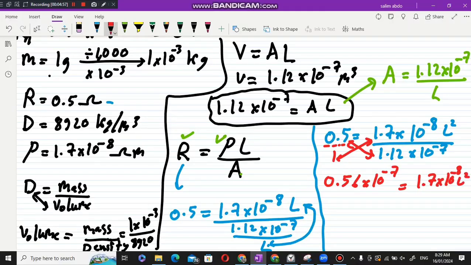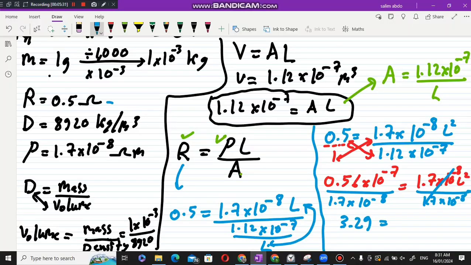squared. Then in order to find the length, we need to divide both sides by whatever is multiplied by the length, which is the 1.7 times 10 power minus 8. So this is cancelled with this, and when you divide this by this, you get 3.29 is equal to length squared.